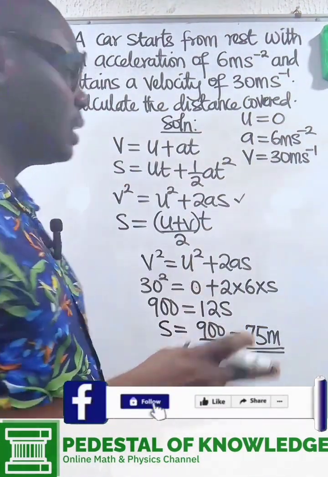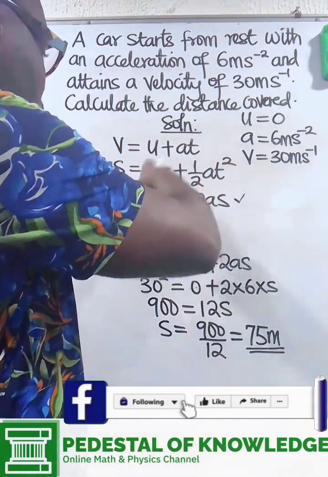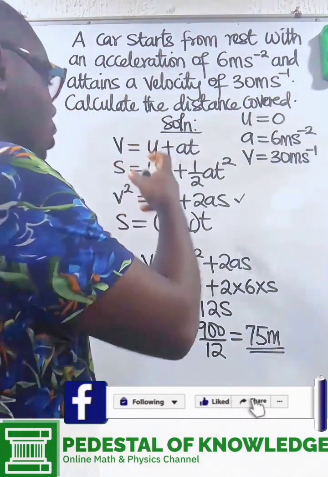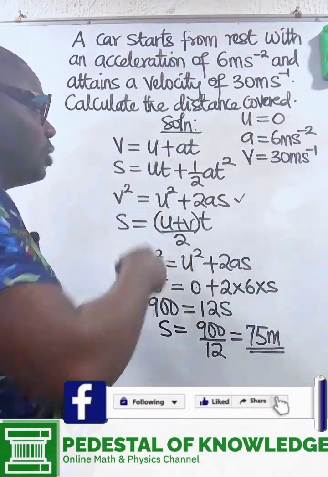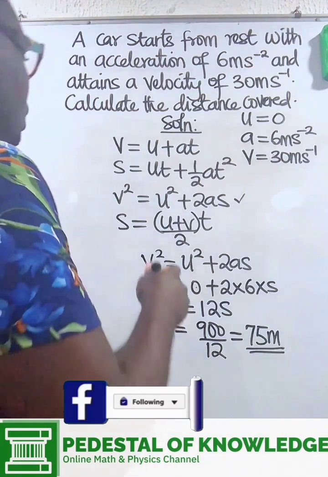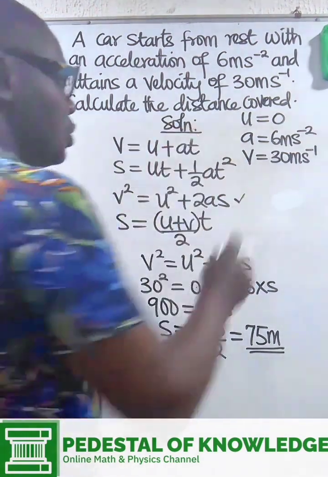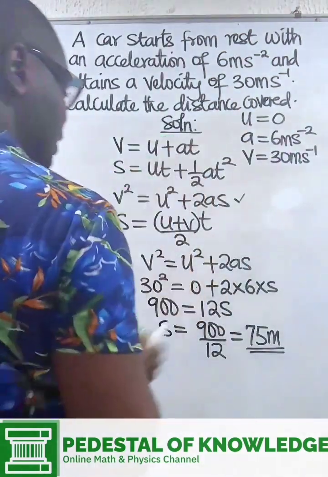However, that does not mean that the other equations will not give us an answer to the question. They can only give us an answer when we have calculated the value of t. And the only equation that will give us the value of t is the first equation. So now let us use the first equation to get the value of t.